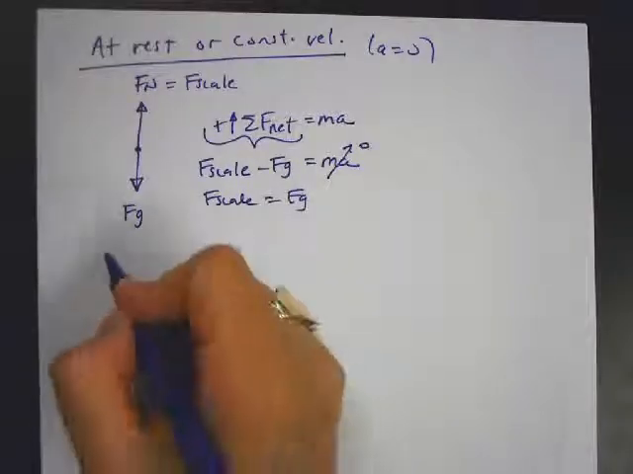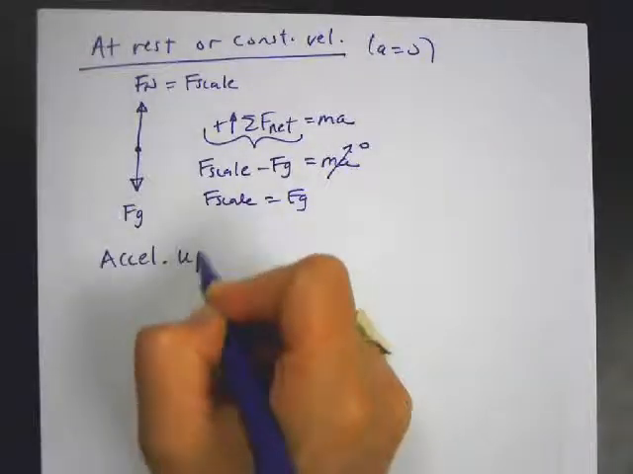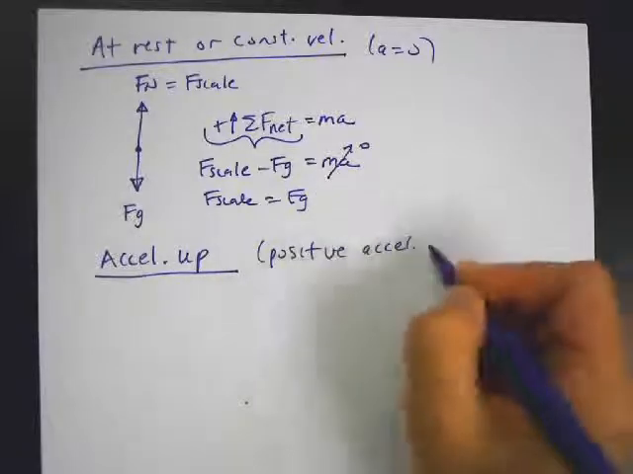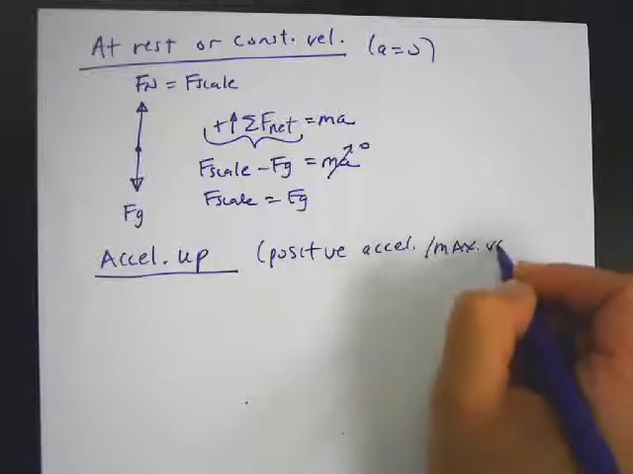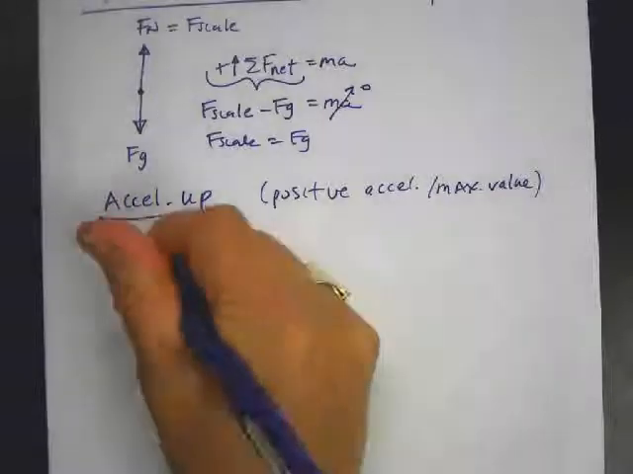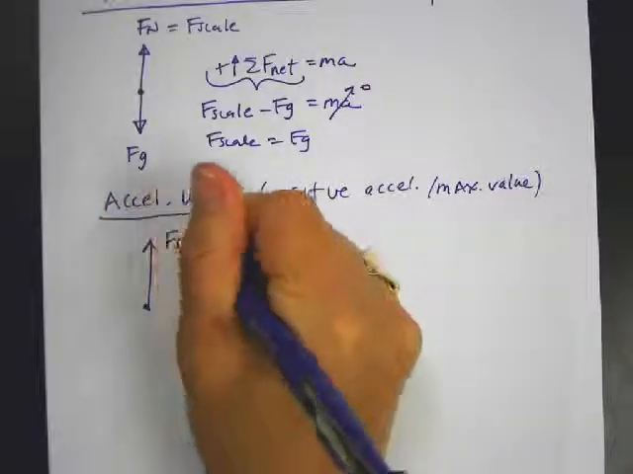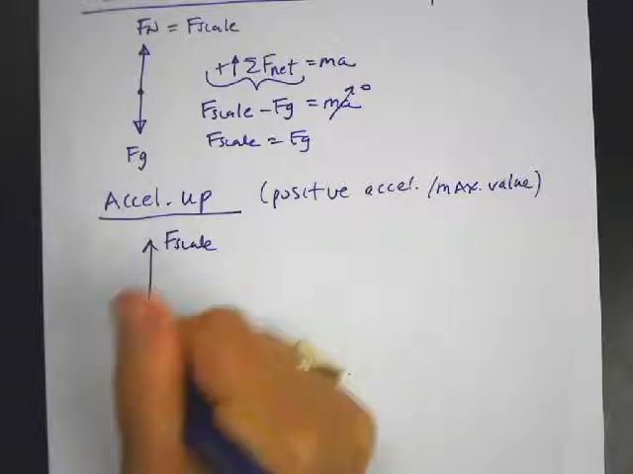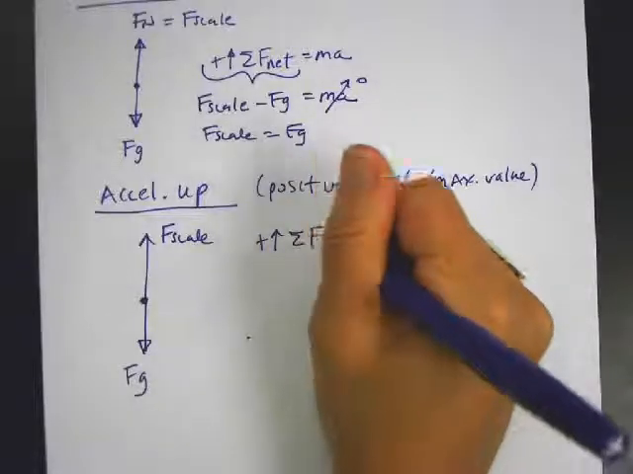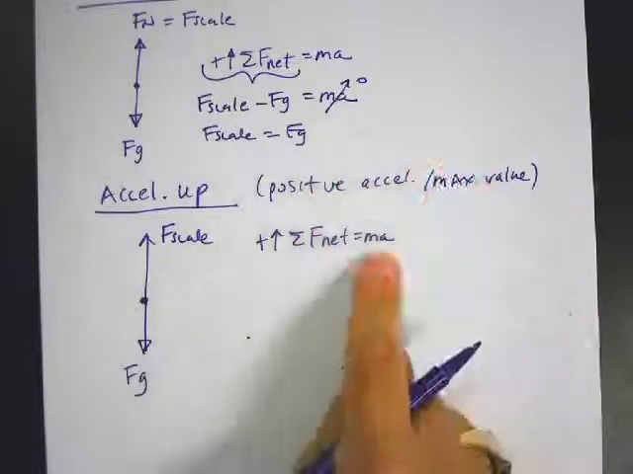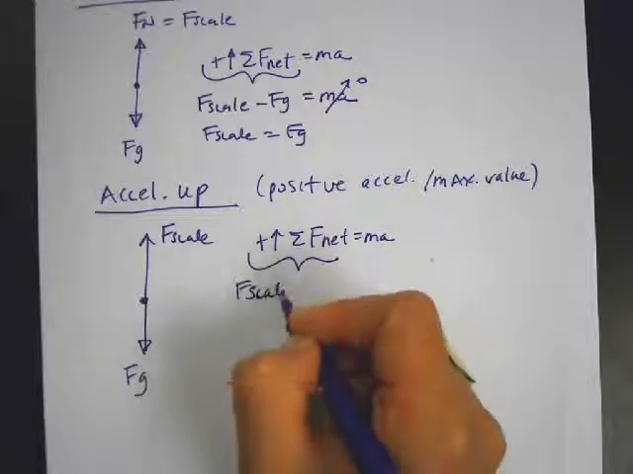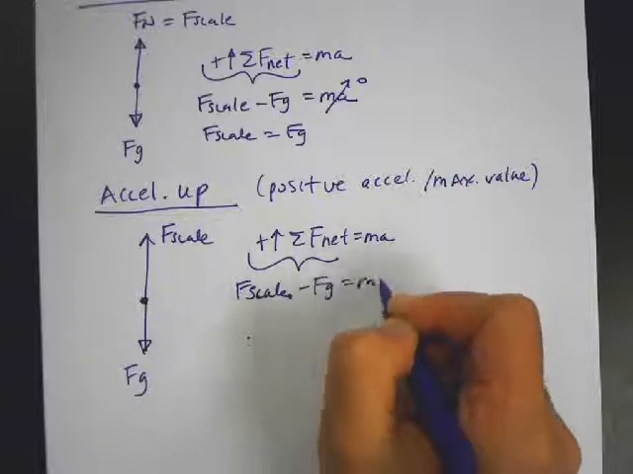Now let's say the elevator is accelerating up. So what we're going to see here is we have a positive acceleration, and this is actually going to be our maximum value. So again, we're going to actually have the same free body diagram. Here is the reading on the scale, and then we have our weight going down. And when we sum our forces, it's the same equation. Summation of F net is equal to MA, except here we have an acceleration. So now we replace this with F scale minus the weight is equal to MA.